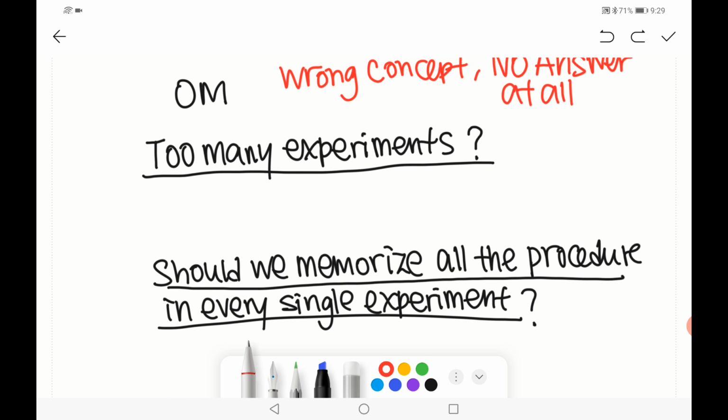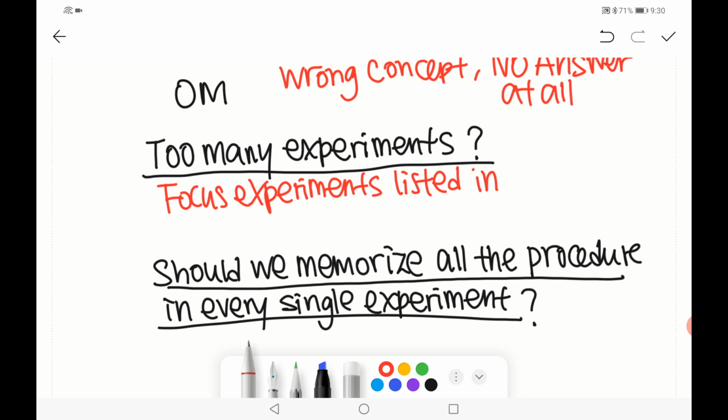There are many experiments, yes, but you just need to focus on those experiments which are listed in your textbook. Only focus on those experiments that are listed in the textbook. If you have some extra experiments that appear in your reference book but not in the textbook, you can ignore them. You will only be tested on the experiments which come out in your textbook.